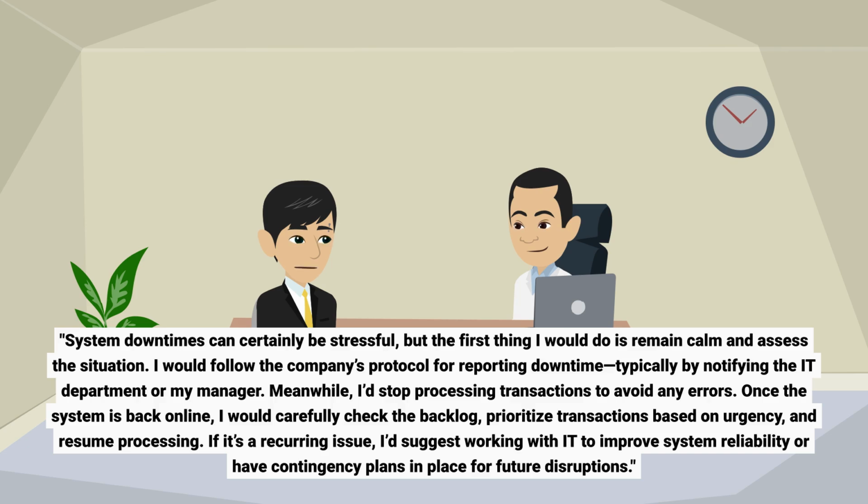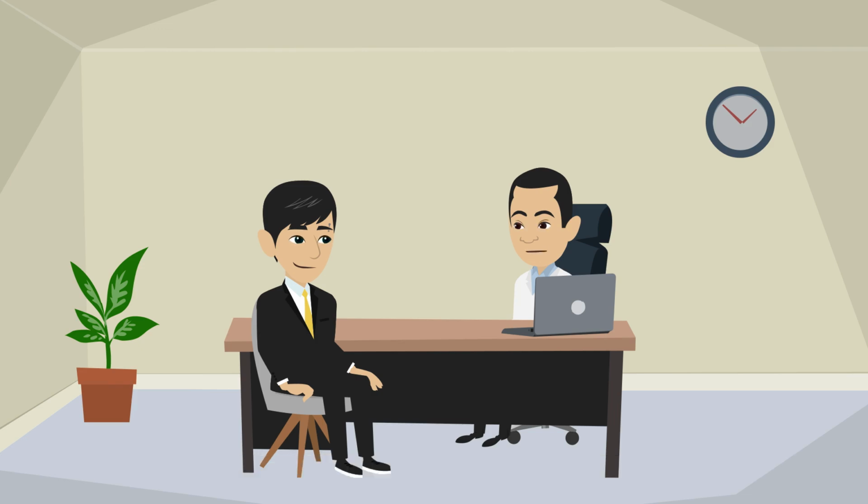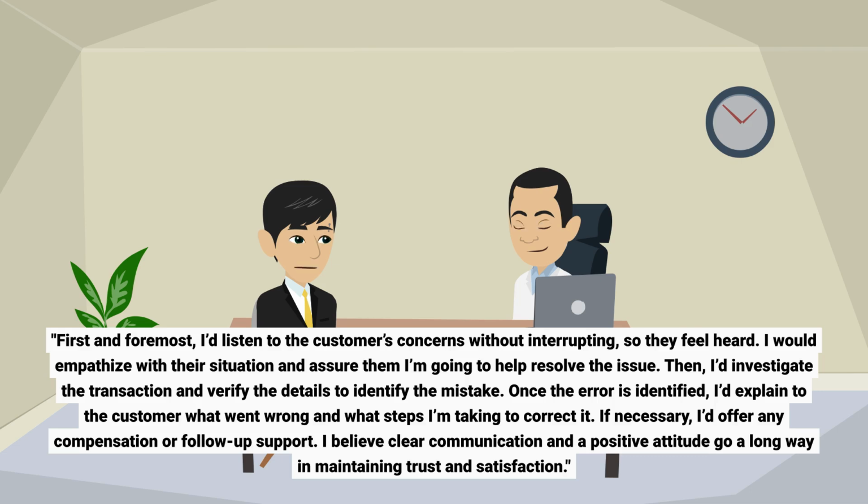How would you deal with a customer or client who's upset about a mistake in their transaction? First and foremost, I'd listen to the customer's concerns without interrupting, so they feel heard. I would empathize with their situation and assure them I'm going to help resolve the issue. Then, I'd investigate the transaction and verify the details to identify the mistake. Once the error is identified, I'd explain to the customer what went wrong and what steps I'm taking to correct it. If necessary, I'd offer any compensation or follow-up support. I believe clear communication and a positive attitude go a long way in maintaining trust and satisfaction.